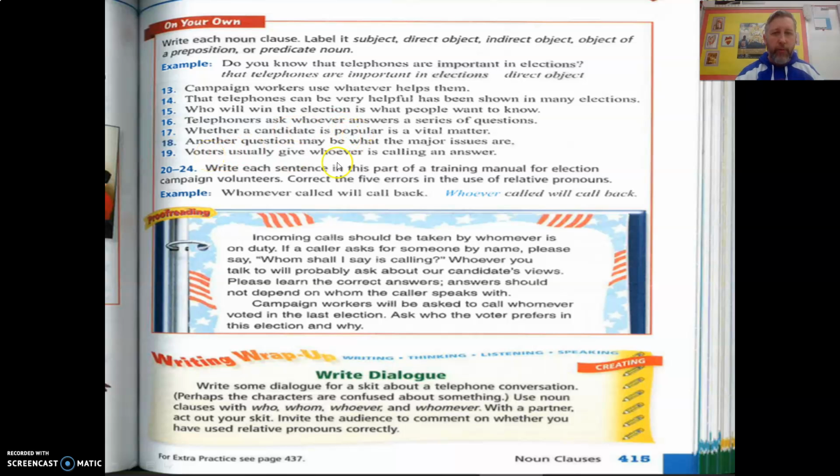Number 19, whoever is calling would be the example. Okay, and so give what? An answer. To whom? Whoever is calling, so that's an indirect object. All right, so some of these things you're going to have to think through. Good luck.